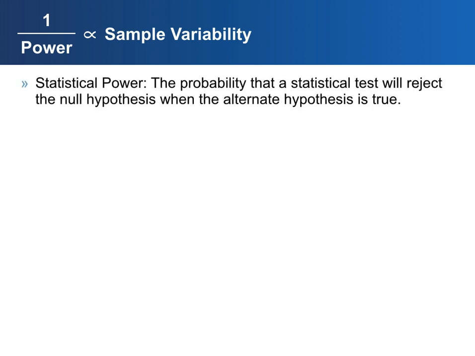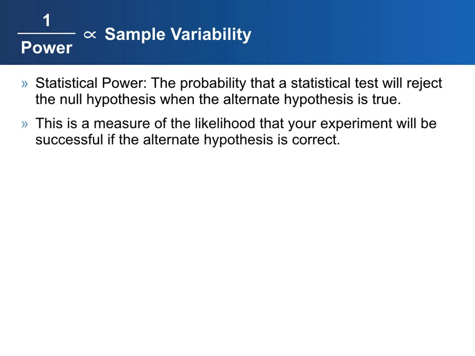And statistical power is kind of a difficult concept for people at first. I know I found it confusing when I was first exposed to it. This is essentially the probability that a statistical test will reject the null hypothesis when the null hypothesis is true. To think about that a different way, this is a measure of the likelihood that your experiment will be successful if the exposure you're measuring actually causes the outcome. If there is a causal link between the two, what are the chances that you're going to be able to observe that in your study?